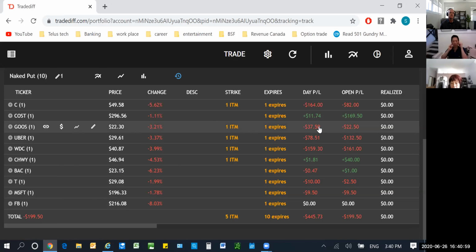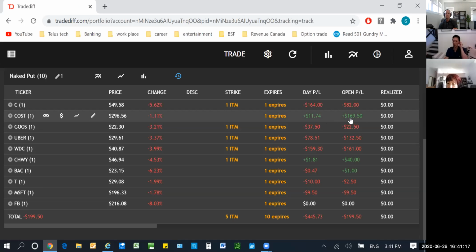Look at all this, I'm losing money. Am I losing all the money here? Yes, you are, because the open P&L is what you want to look at. It looks like you made money on the Costco one. You made money on Chewy and BAC. Well, this one, am I actually making $169 on Costco?